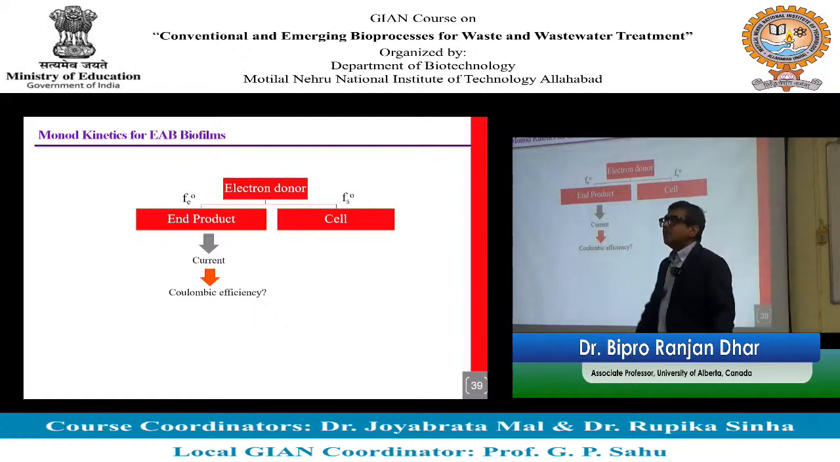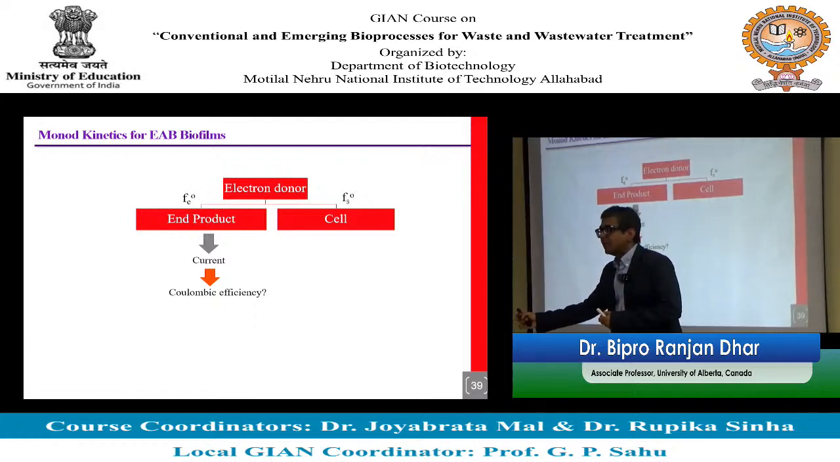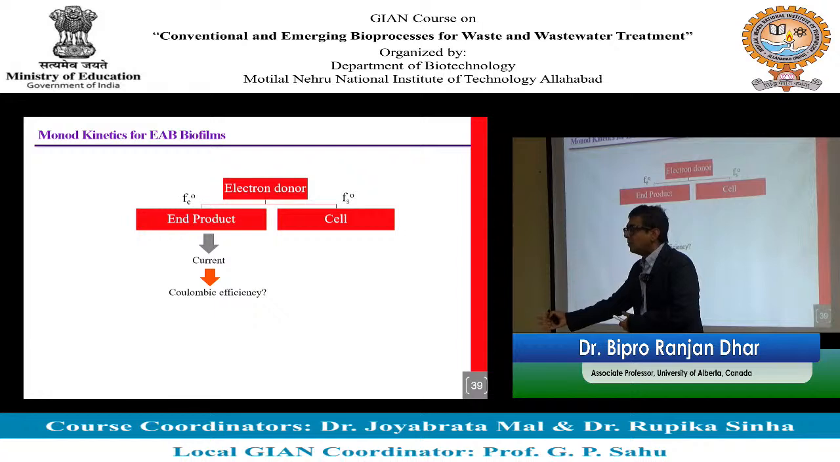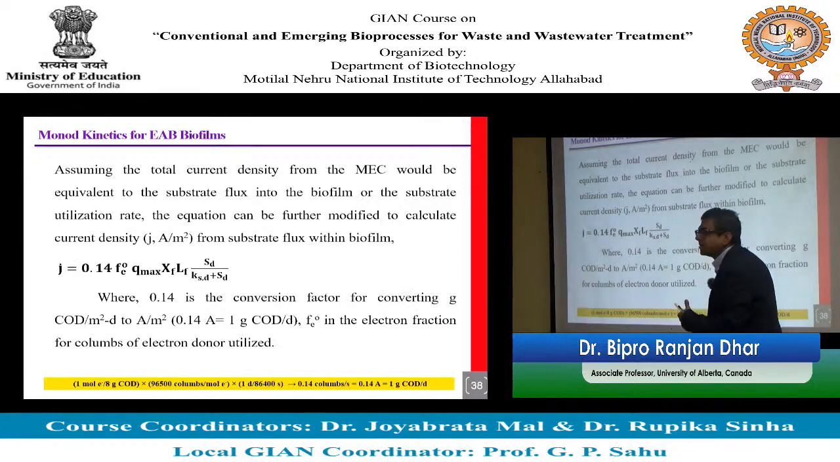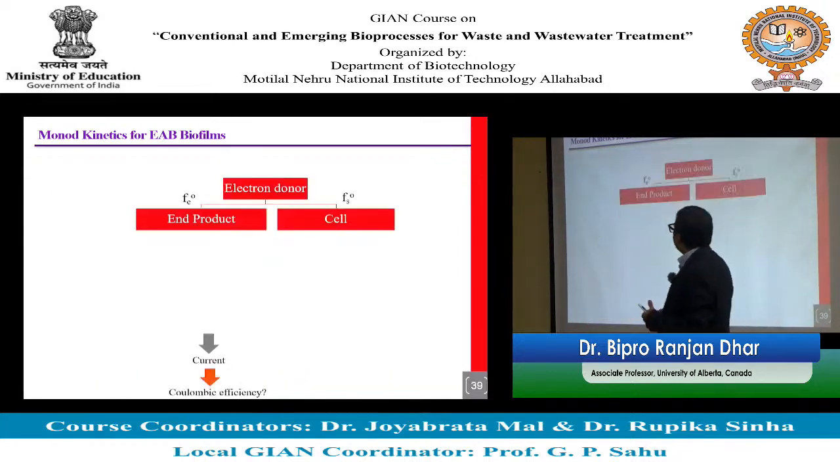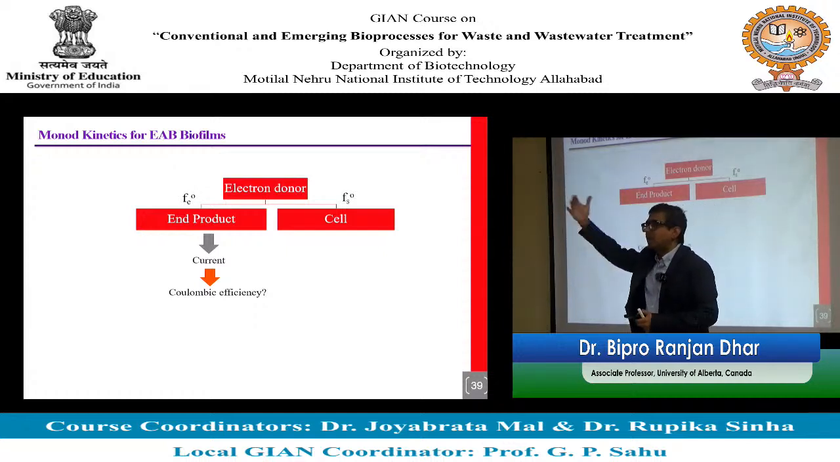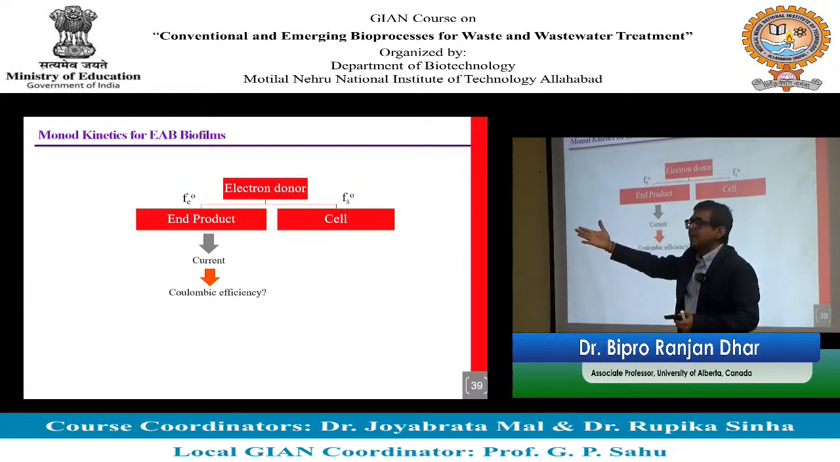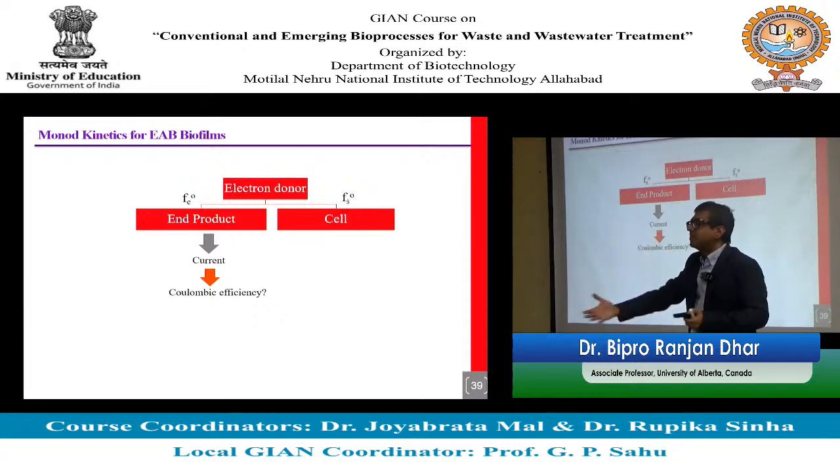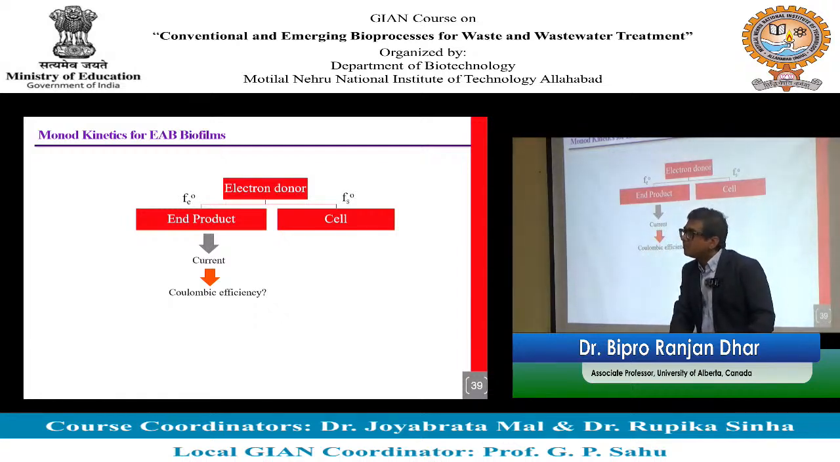So if I know the COD removal efficiency in my system, how many gram of COD removed, I can convert that into coulomb, right? We already know how to convert COD to coulomb, but now I'm going to have some experimental data where I'm going to have current. Current means it's ampere, right? Ampere is coulomb per second. So if I know the current, I can also convert that current to coulomb, right?